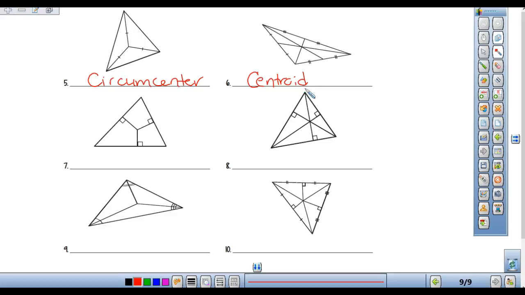Number 7? Orthocenter, yep. Because all I know is I have 90-degree angles, so I have altitudes. Not necessarily. Oh, actually, time out. I'm looking at this wrong. When it's drawn like this, they're supposed to say that those are congruent. So if those are congruent, what do I have? What's equidistant from the sides? The in-center.